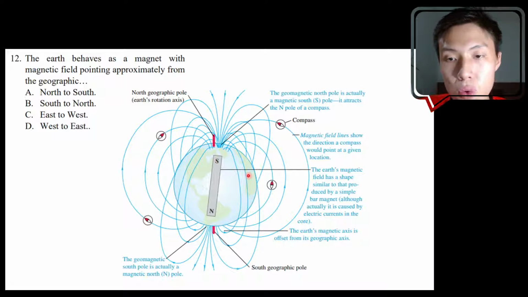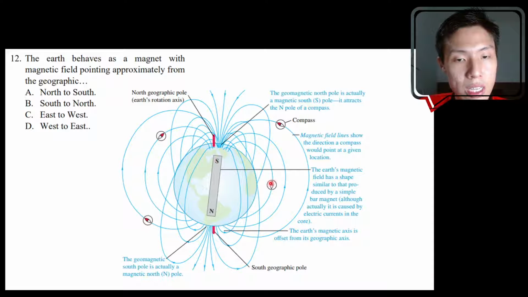How do we know that all the magnetic field lines are coming out from here and entering the North Geographic Pole? We can know it by compass. By putting our compass anywhere around the Earth, we will see that our red needle is always pointing towards the North Geographic Pole. That's why we call that the north side of the Earth.